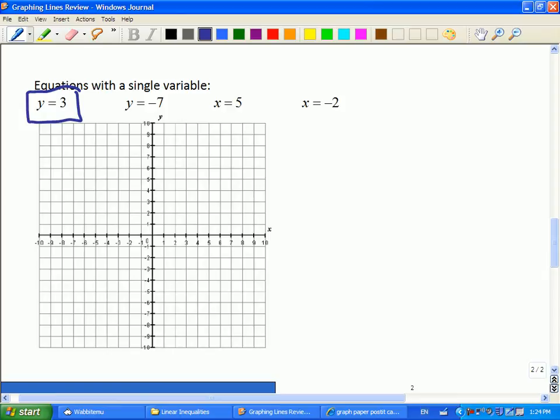So how do we show that in a graph? Every possible value of y is 3. Okay, so if I wanted to show you this equation, it's going to be all values of y are negative 7. So I drop down here.